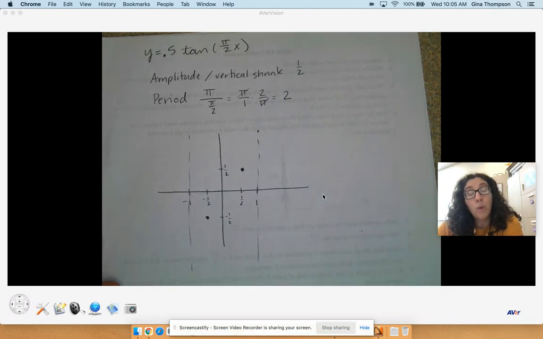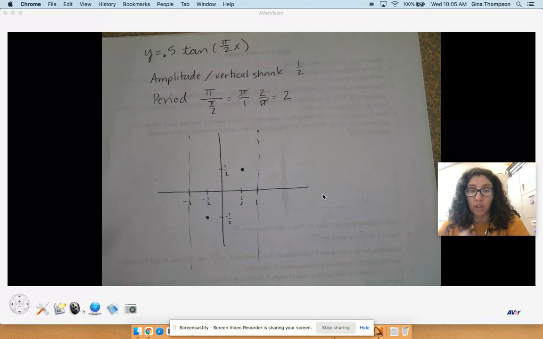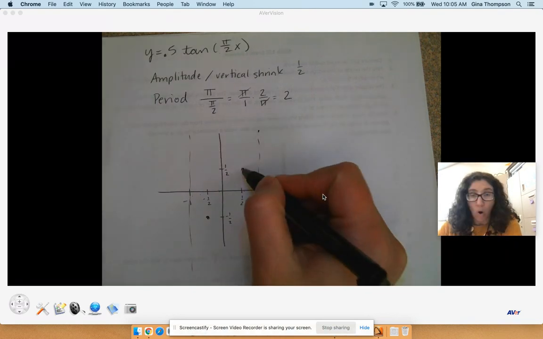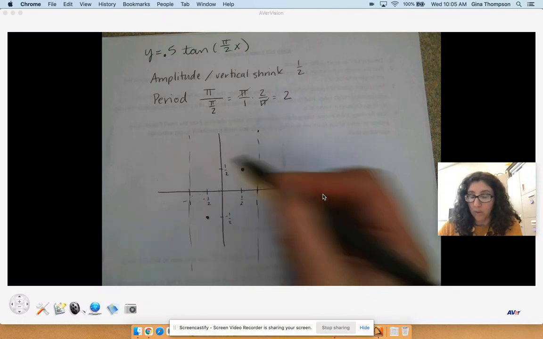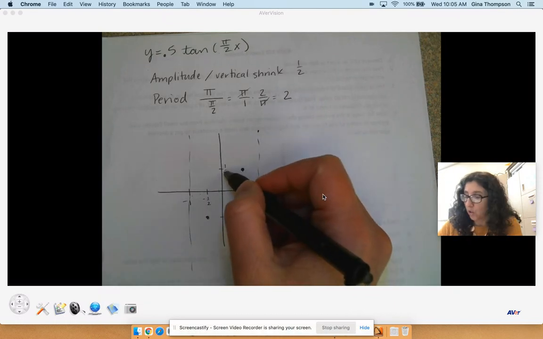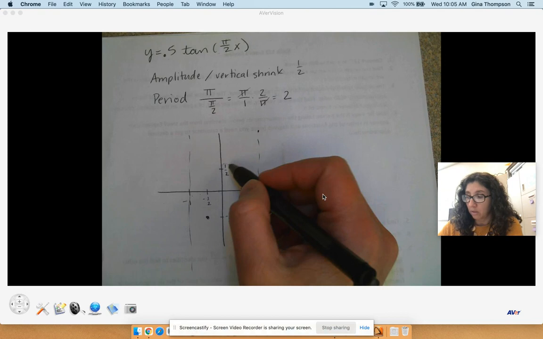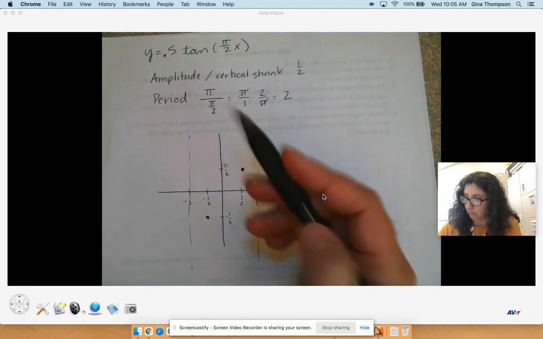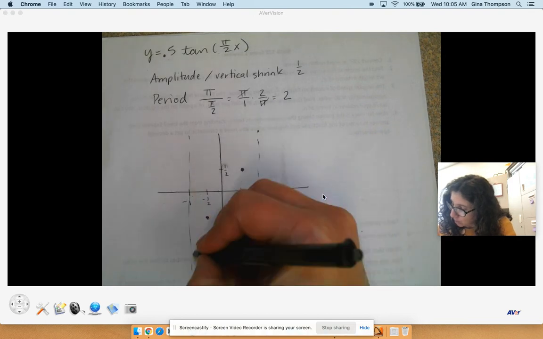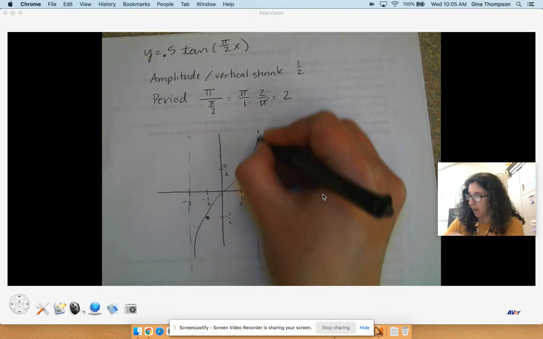In a regular tangent function, if it's not vertically stretched or shrunk, this would be at 1. Halfway between, we have this value here is 1. So whatever our amplitude or vertical shrink is, that's our new amplitude point magnitude. Okay, so it's going to look like that.